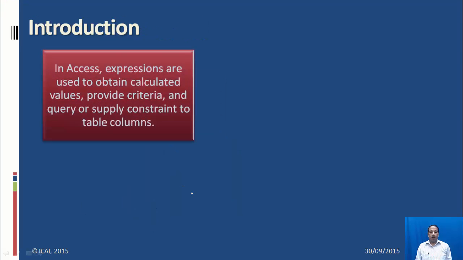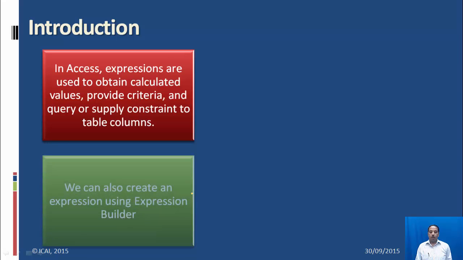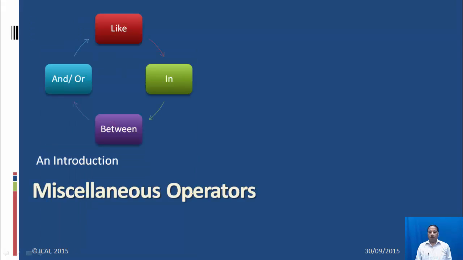Introduction. In Access, expressions are used to obtain or calculate values, provide criteria in a query, or support constraints on table columns. We can also create an expression using expression builder. In this chapter we are using different operators. Examples are like, in, between and, or, is null, is not null, etc.